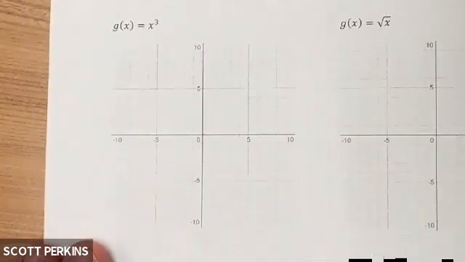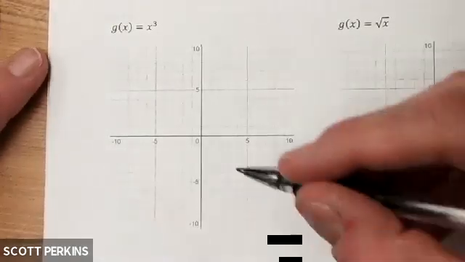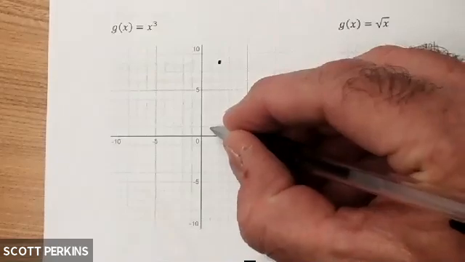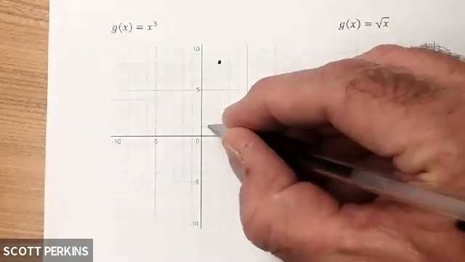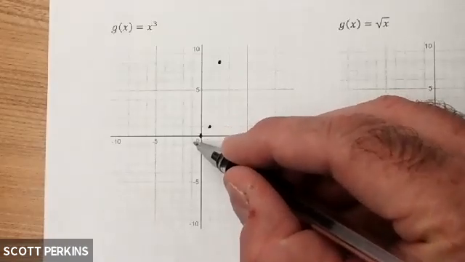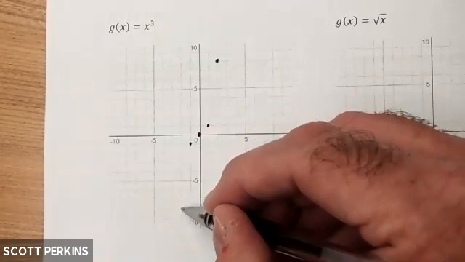The next one's the cubic function. All you're going to do is any input, you multiply it by itself 3 times. So when I do 2, 2 times 2 times 2 gives me 8. 1 times 1 times 1 gives me 1, 0, -1 times -1 times -1 is -1, and then -2 times -2 times -2 is -8.